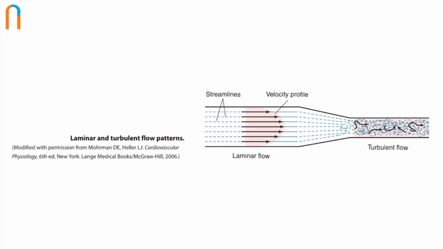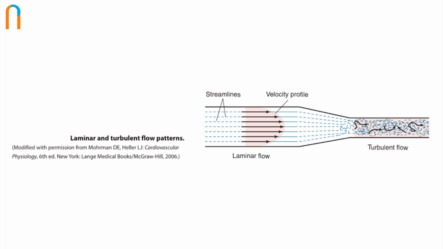Little mixing occurs between fluid layers, so individual particles move in streamlines parallel to the axis of the flow. Laminar flow is very efficient because little energy is wasted on anything but producing forward fluid motion.